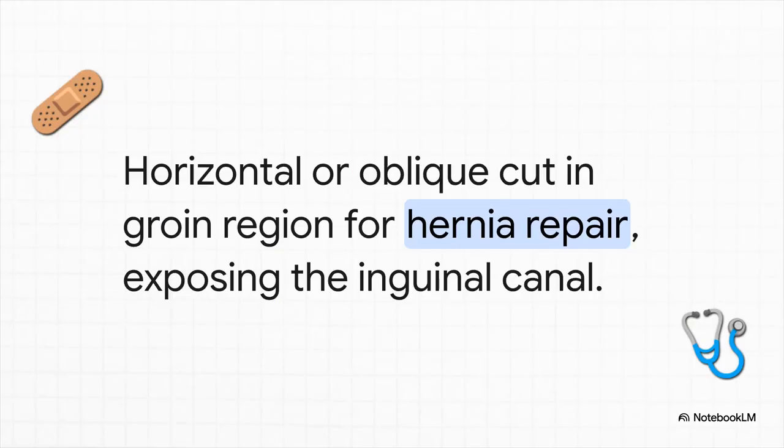Finishing up our lower abdominal map, we've got the inguinal incision. This is a horizontal or oblique cut down in the groin region. Mostly, this is used for inguinal hernia repairs. For a tech, this tells you exactly what superficial structures you'll be staring at first: the inguinal canal, the spermatic cord, and, obviously, the herniated tissue itself. You'll be handing up very specific retractors and different types of mesh for this one.